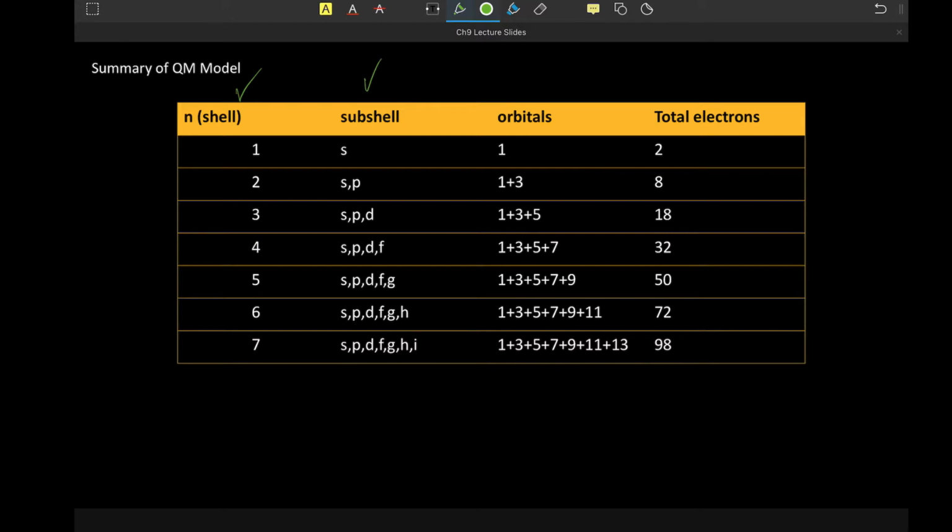And then building on that, remember that each of these subshells come in sets. S orbitals are always just one. P orbitals always come in a set of 3, D orbitals come in a set of 5, F orbitals come in a set of 7, and so forth and so on. And each orbital is capable of holding up to 2 electrons. So shell, subshell, orbitals, electrons, okay?